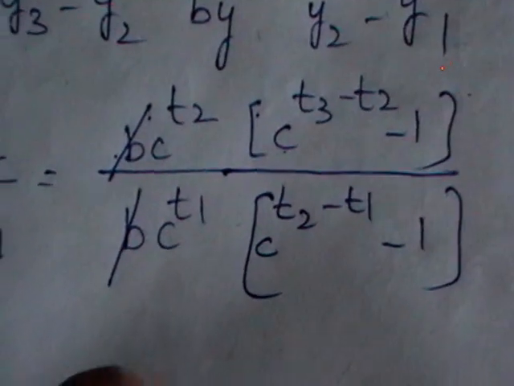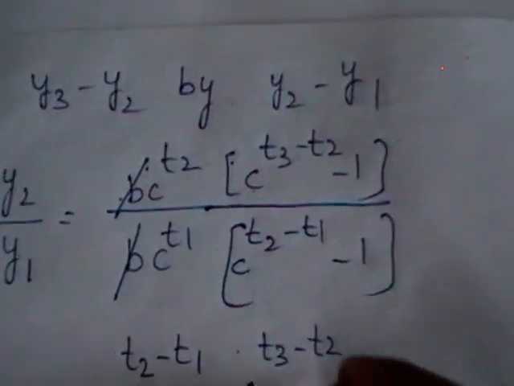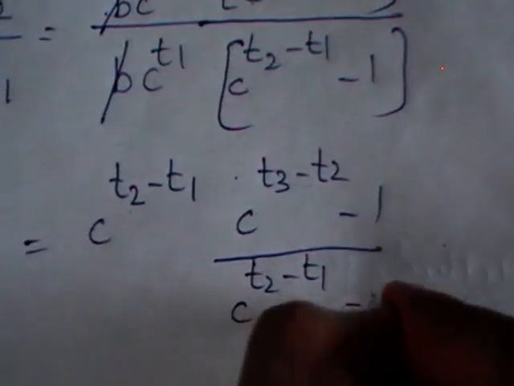So, having divided, these two get cancelled. You will get c power, as the bases are equal, a power m by a power n is nothing but a power m minus n. So c power t2 minus t1, here you will get c power t3 minus t2 minus 1 by c power t2 minus t1 minus 1.